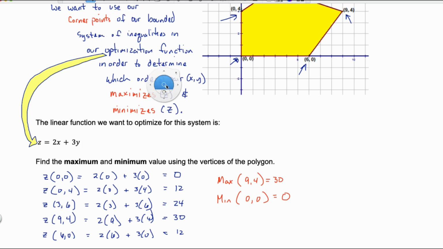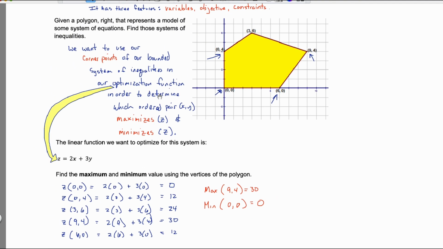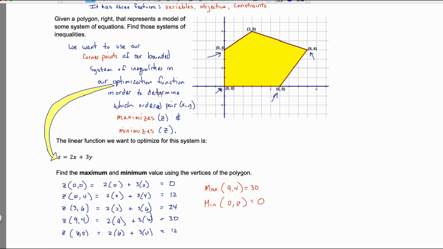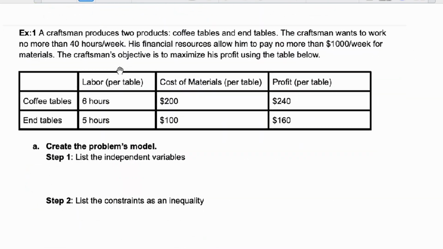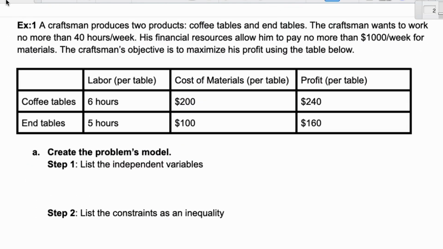So let's take a look at our first complete example here. We have a craftsman that produces 2 types of tables, coffee tables and end tables. And he doesn't want to work any more than 40 hours a week, and he only has $1,000 a week for his materials. So here's a table. You could see it takes 6 hours of labor for coffee and 5 for end, and what the cost of the materials are for each one and what the profit is.